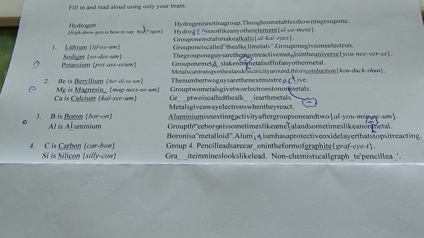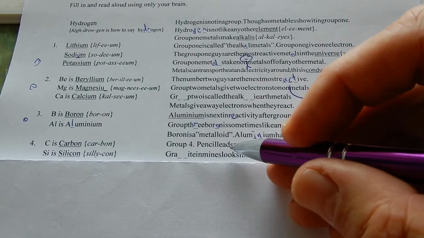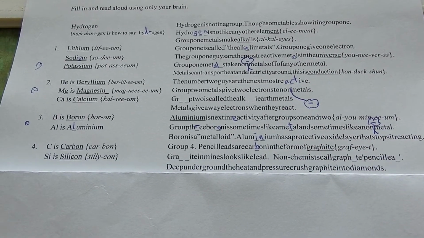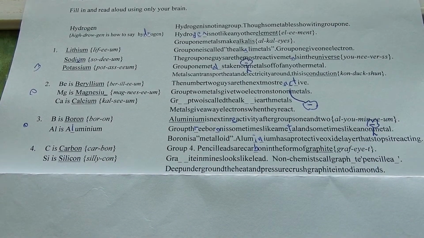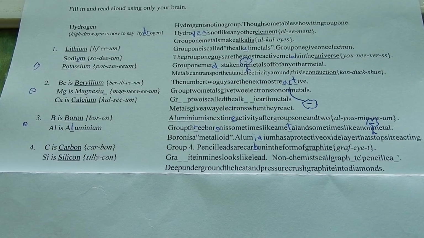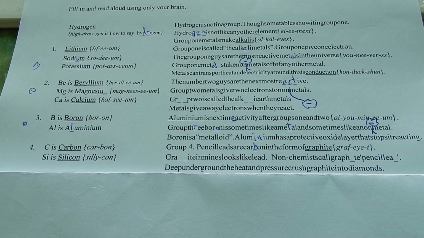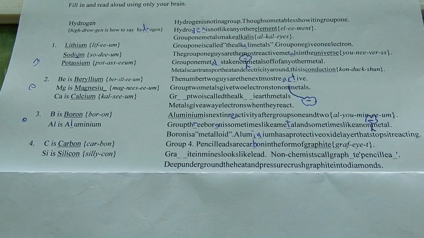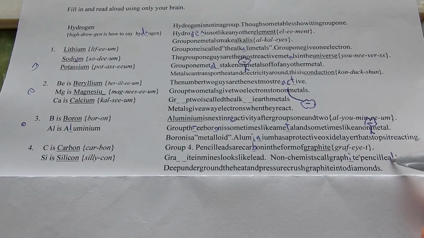C is carbon. Si is silicon. Group 4. Pencil leads are carbon in the form of graphite. Yes, carbon has several forms. The 2 that you should know are graphite in your pencil, and although it's called a pencil lead, there's no lead in there. It looks like lead when you're mining under the ground. That's why people thought, oh look, we've seen lead, black shiny stuff. Nope, the black shiny stuff was graphite, but we still call it lead because it looks like lead.